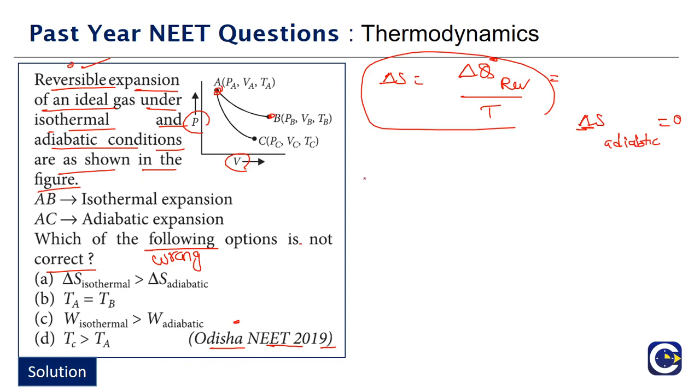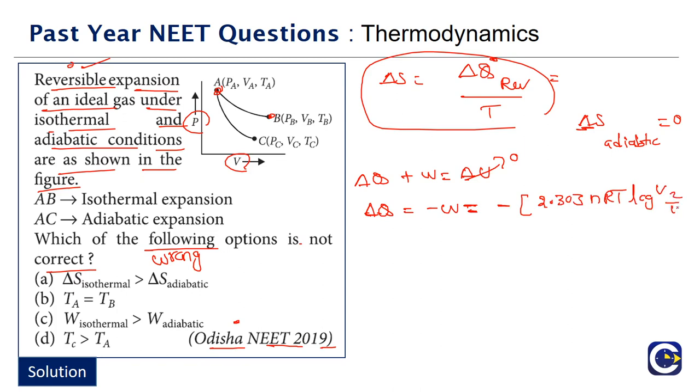What about the delta S of the isothermal? See, for isothermal process, right, what is the first law formula? First law formula will be the heat exchange plus the work will be equal to what? Delta U. And delta U is 0 for the isothermal, means del Q will be equal to what? Minus W. This is a reversible isothermal, right? Means minus 2.303 nRT log of V2 by V1.